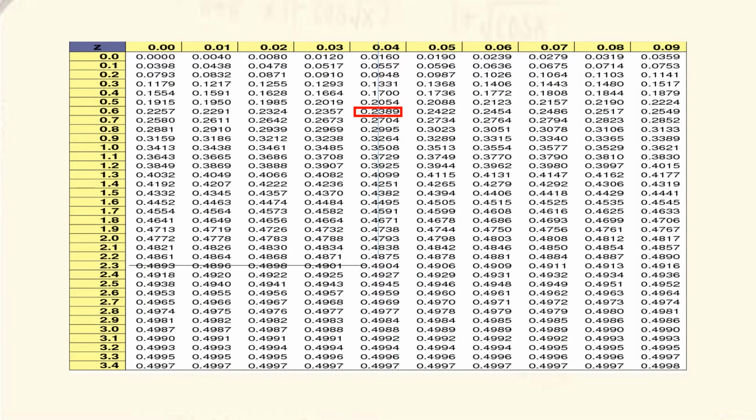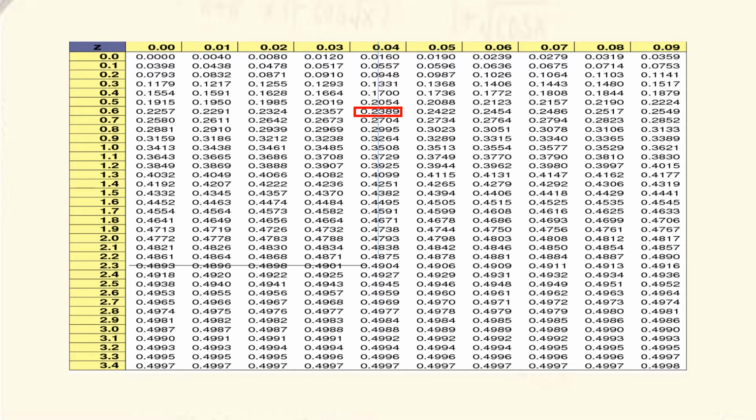To find the probability, we need to use the standard normal distribution or SND table. In the table, the standard normal value is written up to the nearest hundredths. The z value up to the nearest tenths is written vertically in the first column, while the hundredths digit is written in the first row, and these are the numbers.